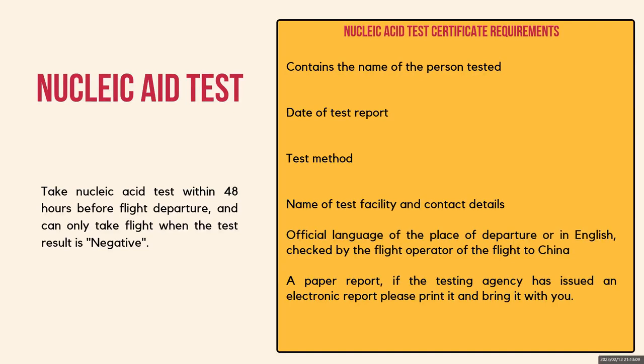For example, in my case, I needed two PCR tests before coming to China. So I needed one 48 hours before the flight, and then two 24 hours before the flight, for a total of three tests. During that time, it was really hard to come to China and really costly because of the PCR test. But now you can go ahead and check with your flight how many PCR tests you need. So this information can change according to time.